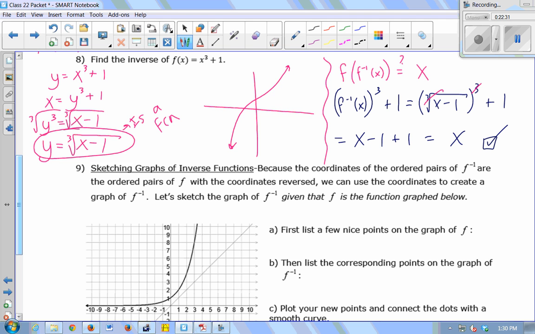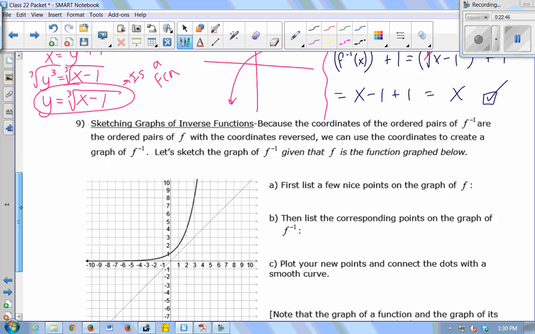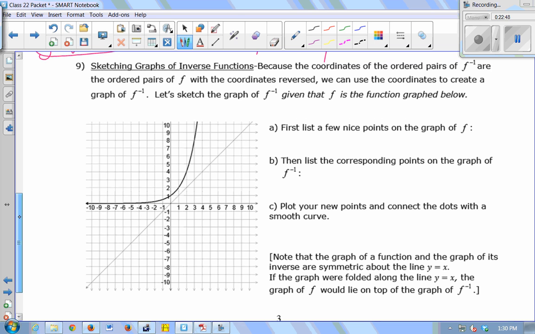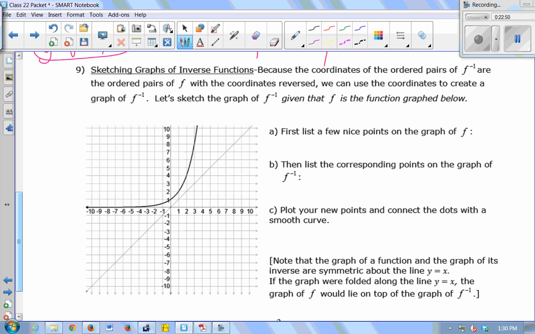So if I want to sketch the graph of an inverse function, instead of finding an explicit formula, right? This is a step-by-step procedure. I can find a formula. But if all I had was a graph to look at, and I wanted to draw a graph of its inverse, right? Because the coordinates of the ordered pairs of f inverse are the ordered pairs of f, but with the coordinates reversed, I can use the coordinates to create a graph of f inverse just by picking a few key points and swapping the x and the y coordinate.